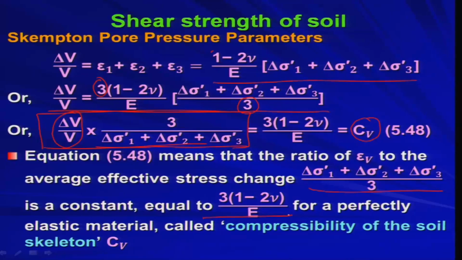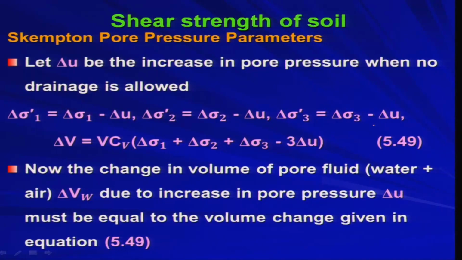And for a perfectly elastic material, Cv is called the compressibility of the soil skeleton. Is that clear? So, this Cv is basically a constant kind of thing. Now, in the next slide, we will see the following.